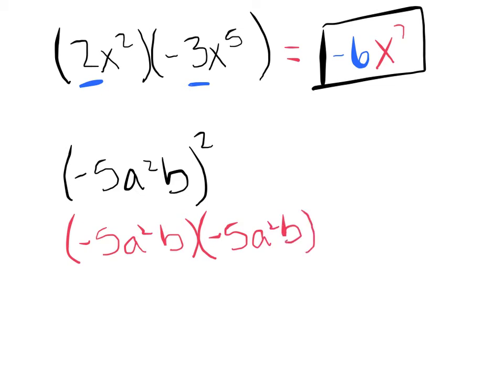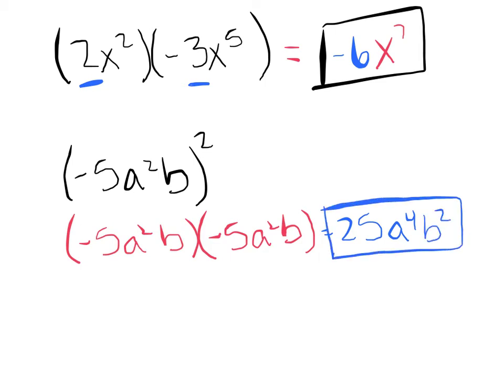Now this problem is exactly like the one we did above. Negative 5 times negative 5 is 25. A squared times a squared, remember you add the exponents, so it's a to the 4th. And b to the 1 times b to the 1 is b squared. So we have our final answer that way.